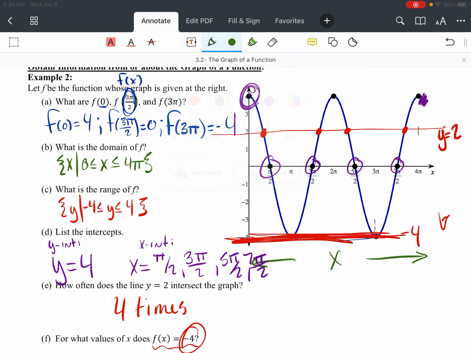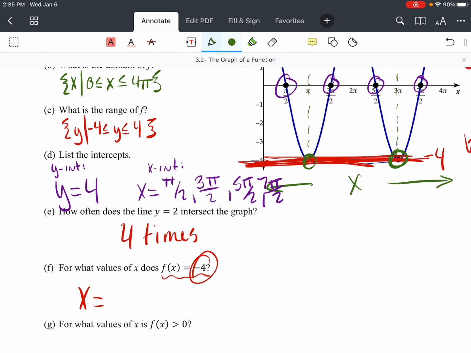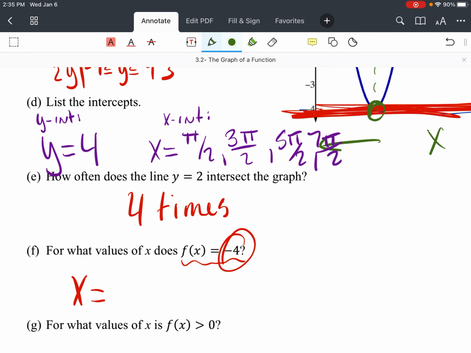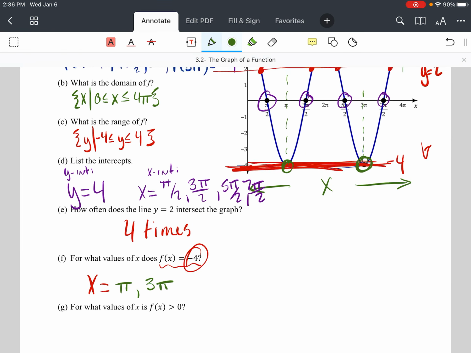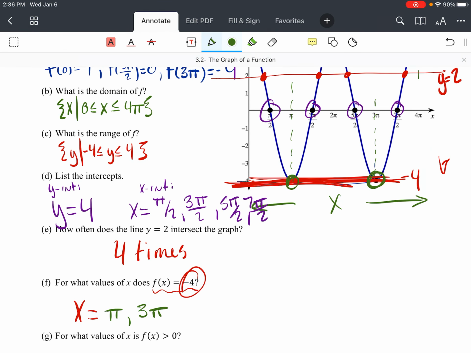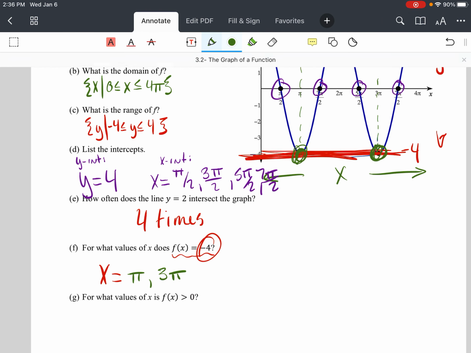Where exactly is it crossing through here? So there's 1 point here, so that would correspond to pi, and we have 1 point here, which corresponds to 3 pi. So those are the 2 points where our function is actually -4. Okay, so I'm going to go ahead and put that in here. So x is equal to pi and 3 pi. Again, we're just looking at where vertically does it cross through the -4. So where does it go through here?